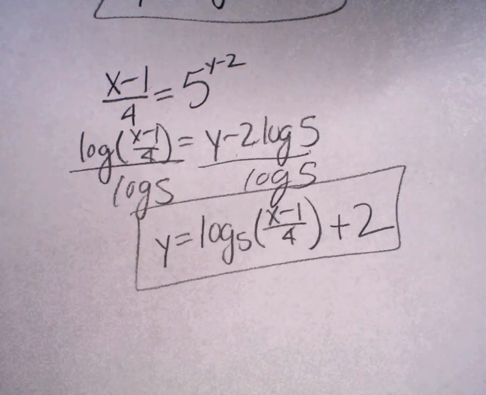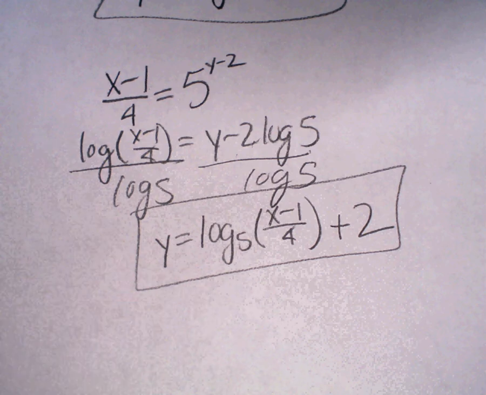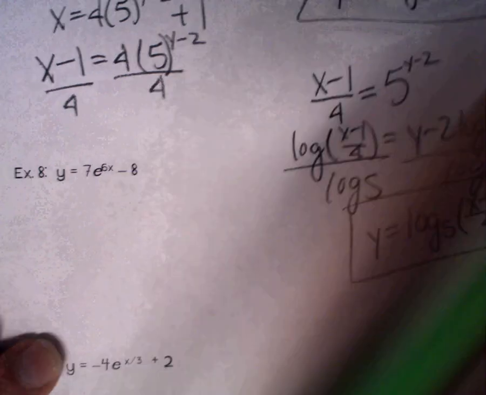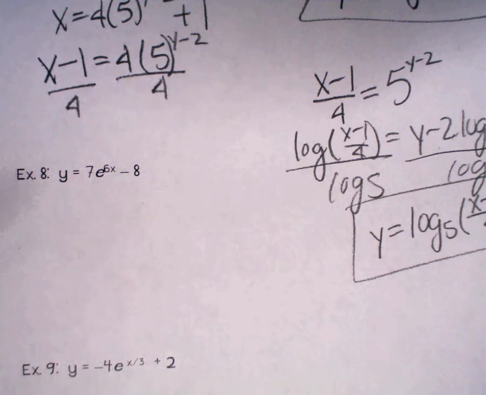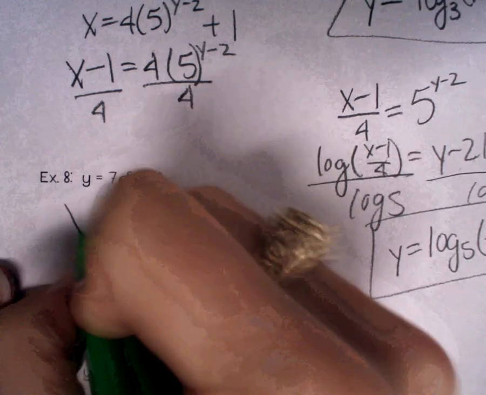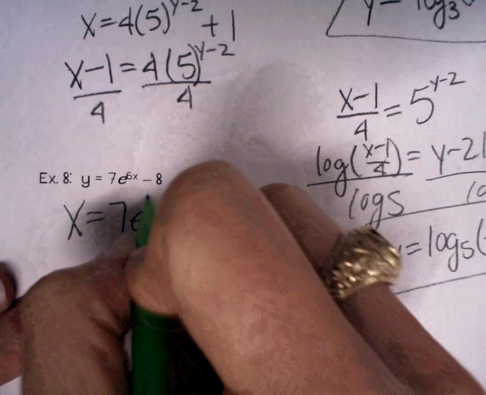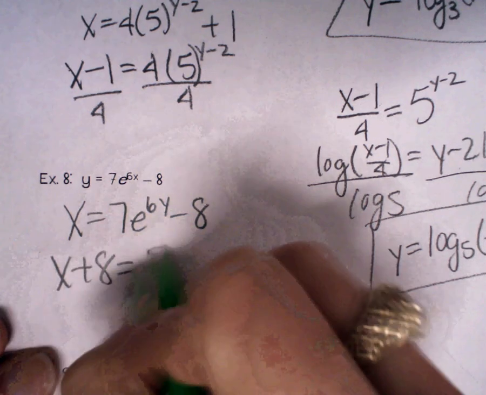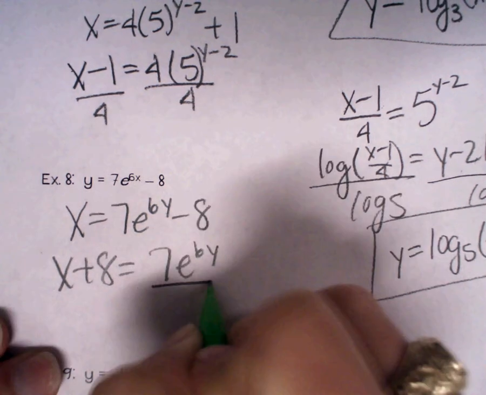Alright, so the last 2 are e's, which means I will use ln, because they go together. You can even see on the calculator that they are the same buttons. This is comical now. Okay, add 8. Divide by 7. I'm doing the same kind of steps over and over and over.